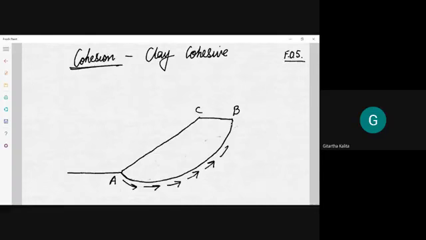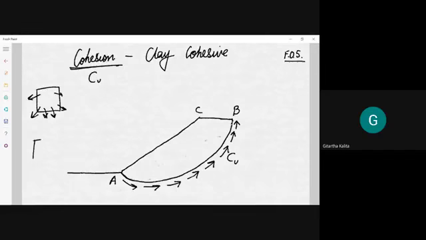In this manner, you can draw these arrows. This will give the resistance, and we denote the cohesion by Cu. We call it Cu because it is undrained. It is undrained because, if this is a sample of clay, the water takes some time to go out. So at the very instant, the water will not go out. So it is undrained.